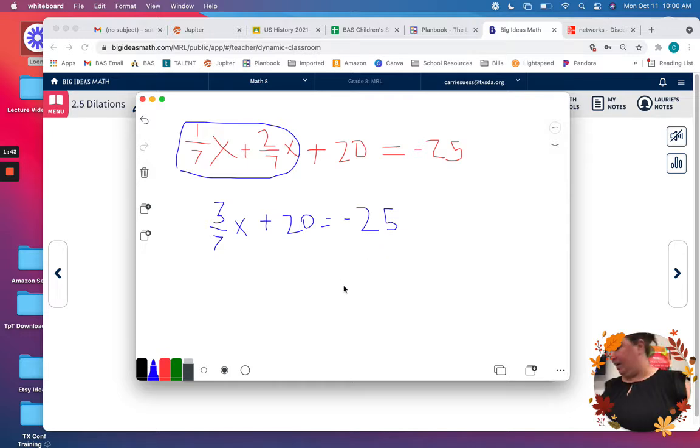All right, so now I need to move what? The 20. So since it's addition, I'm doing? Subtraction. So minus 20. And so it's negative 45.